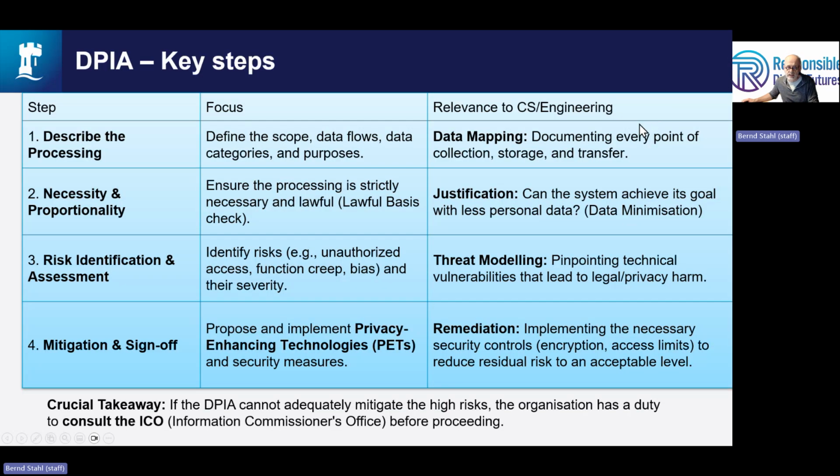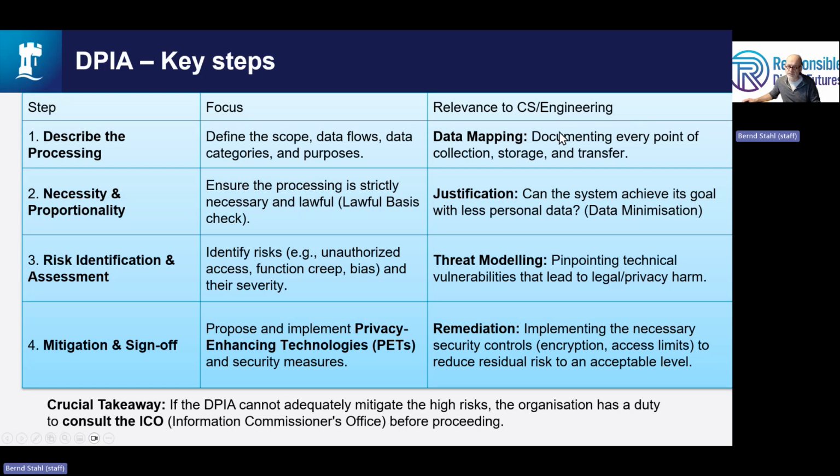So how do you do that? It's a four-step process. It starts with the description of the processing, where you talk about what is the scope, what data is used, where does it go from where, what is the purpose. So you map your data, you document everything that happens in terms of collection, storage, processing, and so on. You then look at whether it's necessary and proportionate. So do you actually only collect the data you need to do?